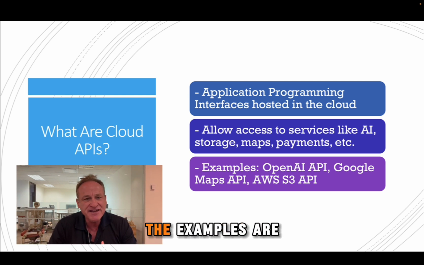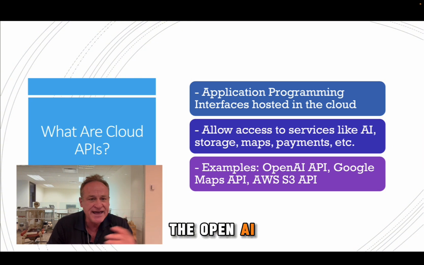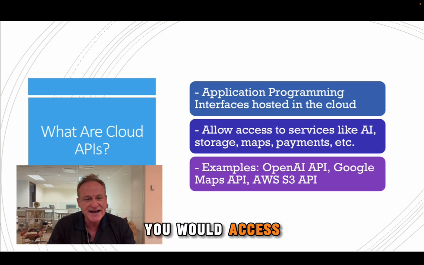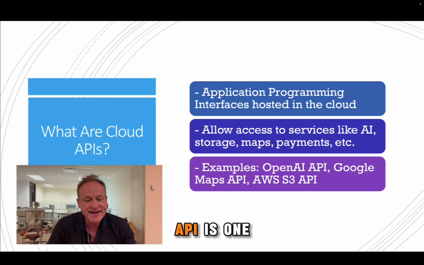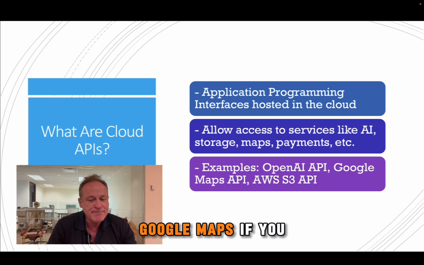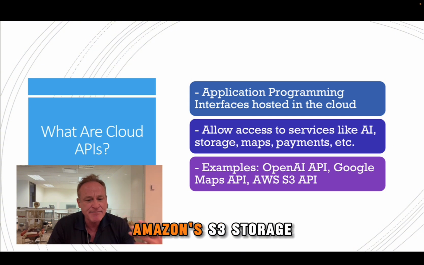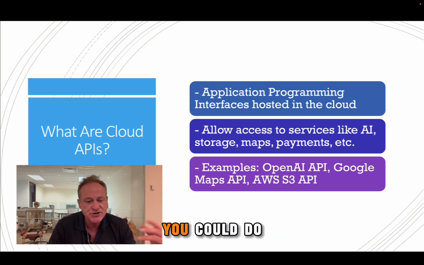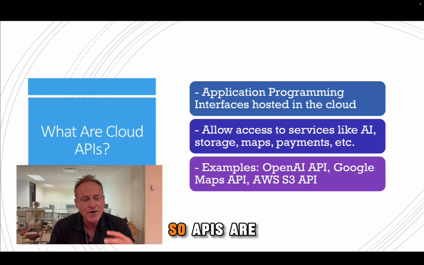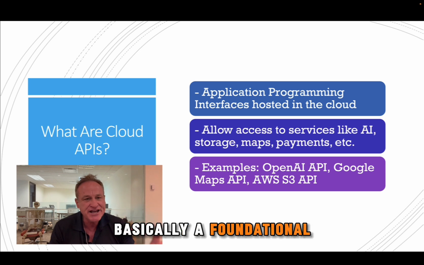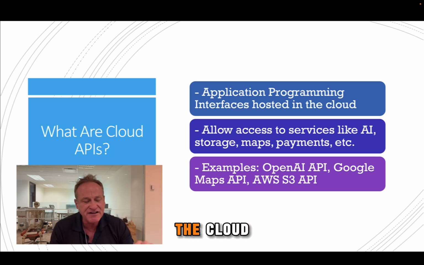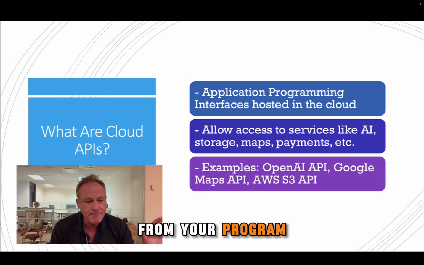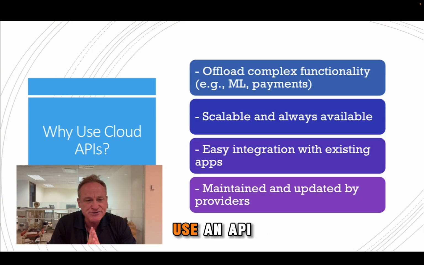A couple of examples are the OpenAI API, which is how you would access the large language models from OpenAI, and Google Maps. If you want to access Amazon's S3 storage, you could do that through an API. So APIs are basically a foundational building block, and they provide connectivity from your program to something that's up on the cloud.